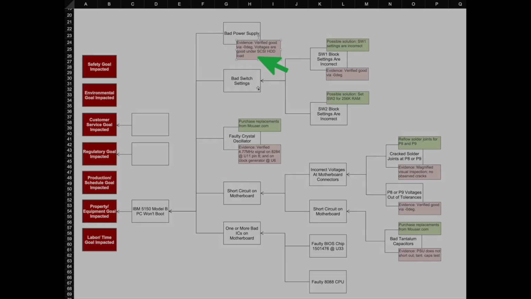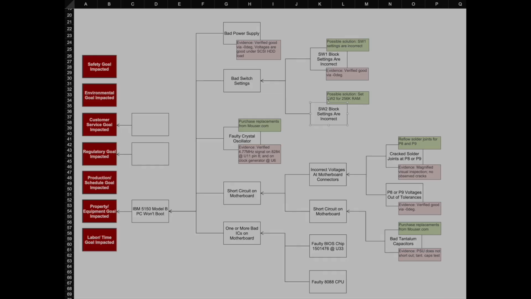We also know that we could have some bad switch settings, and there are two switch blocks, switch block 1 and switch block 2. So why might we have bad switch settings? Because one of these two switch blocks might be incorrectly configured. The corrective action would be to reset the settings for switch block 1 or switch block 2. We've gone through and looked at these settings using, again, the reference guide on -0 degrees.